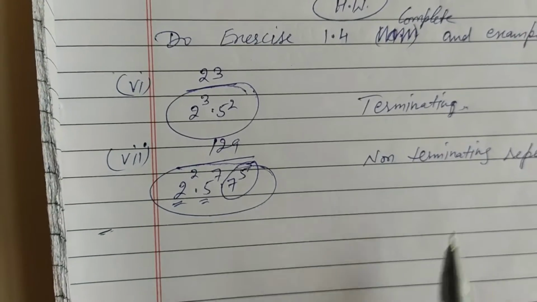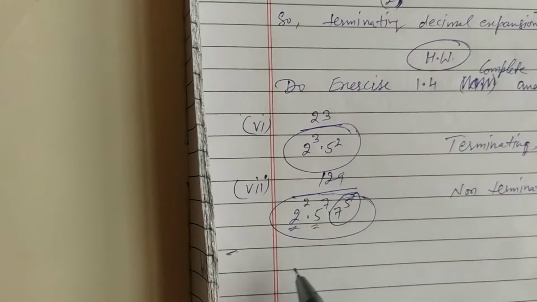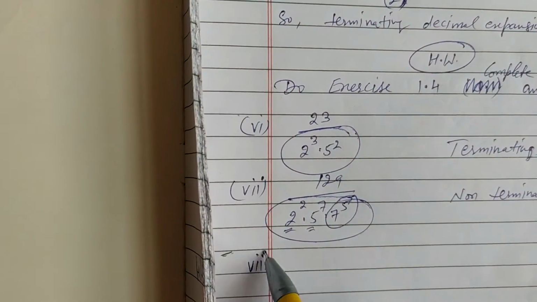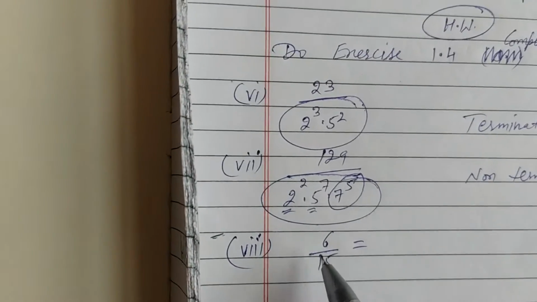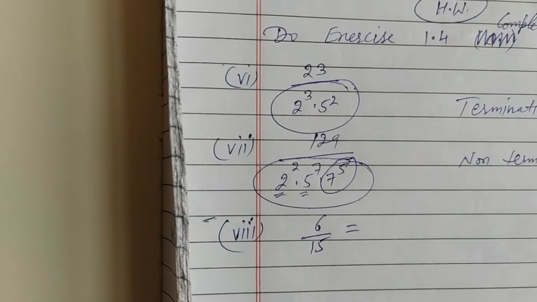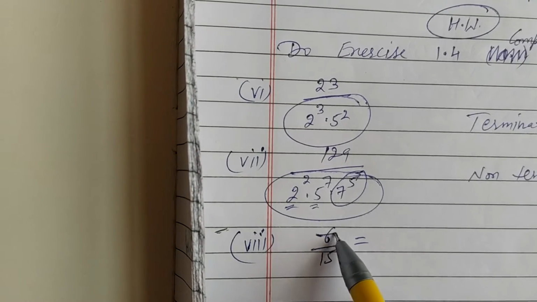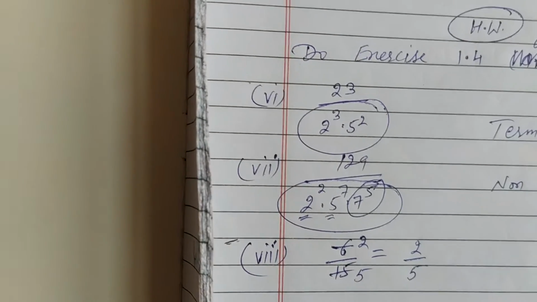Non-terminating repeating. Okay, let's see one more question. 6 upon 15. Is this in the standard form? Not yet, so first of all convert it into the standard form. This is the standard form.